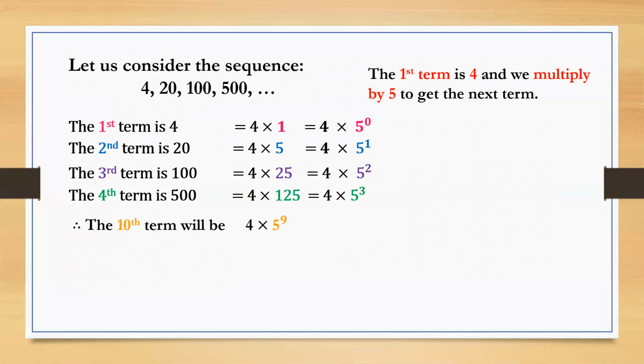If I need to find the 10th term, it will be 4 times 5 to the power of 9. Similarly, if you need to find an expression for the nth term, it will be 4 times 5 to the power of n minus 1. 4 is in fact the first term, and 5 is the ratio, or we call it the common ratio. So the expression will be 4 times 5 to the power of n minus 1.